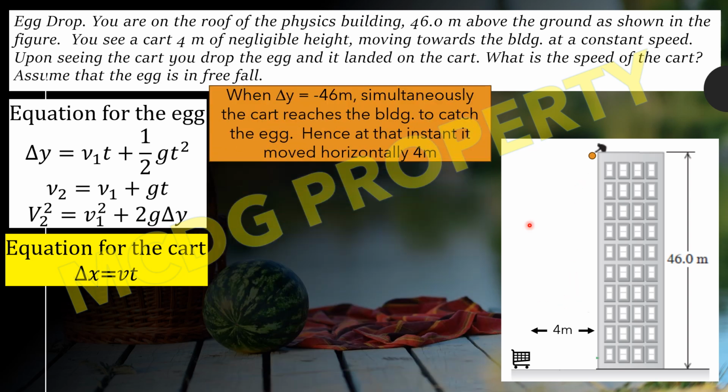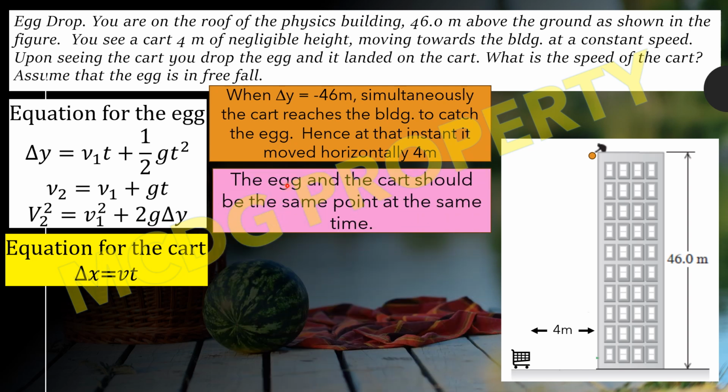So when the egg has moved 46 meters below the point where you drop it, simultaneously the cart should reach the building to catch the egg. Hence, at that instant, it moved horizontally 4 meters. The egg and the cart should be at the same point at the same time.